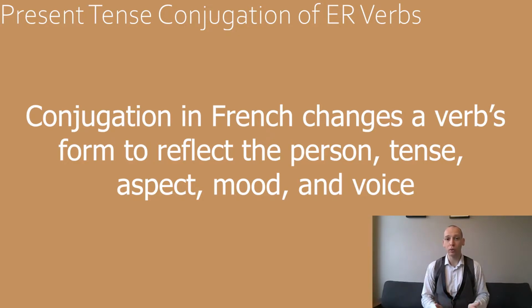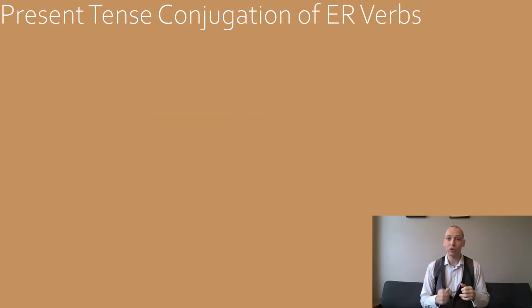Some conjugations will also reflect aspect, the state of completion of the action the verb is expressing, and others will reflect the mood, which indicates the speaker's attitude towards what they're saying. One conjugation will also reflect voice, that being the passive voice, as opposed to all of the others, which are in the active voice. When I mention function, I mean the context in which a particular tense is used. These will differ between French and English, though there are some commonalities.